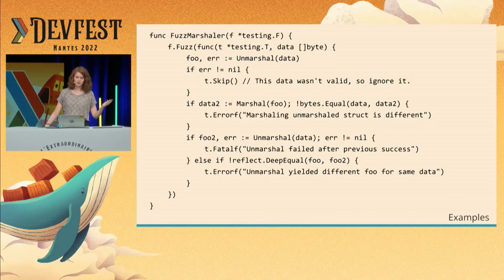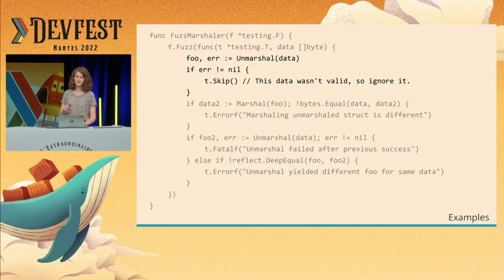So let's say your parser takes a byte slice and returns a struct Foo. The first thing you're going to do is unmarshal those bytes into that struct. If there's an error, that's probably OK. I mean, there are probably situations where the bytes coming in aren't valid. So we'll just skip in that case. If the data isn't valid, ignore it, move on.